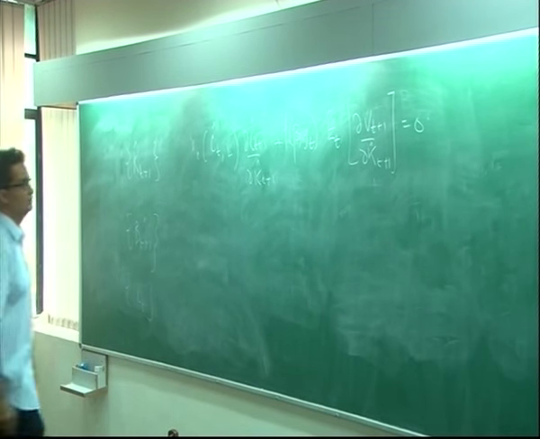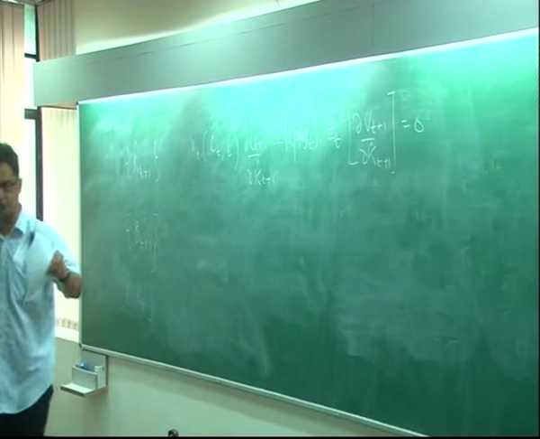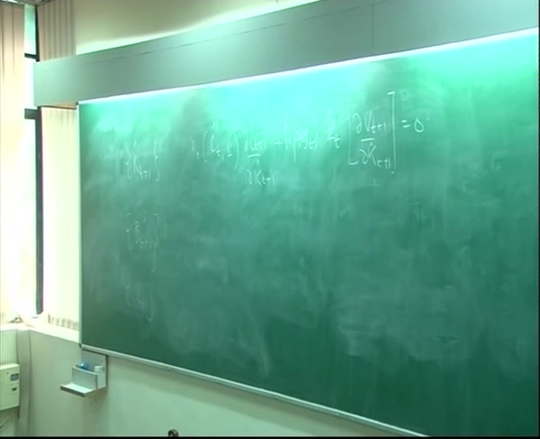Now, you know that your c hat t, if you look at your expression for your budget constraint, tell me what del c hat t over del k hat t plus 1 is. Take your c hat t, solve it in terms of the other variables, and take a partial derivative of that equation with respect to k hat t plus 1. What do you get?